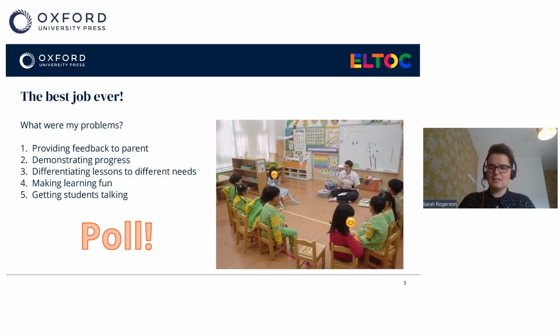Providing feedback to parents was a problem. When you're in a classroom teaching kindergarten or primary school children, parents want to know what's going on. And I think that's fine. I'm a parent. I want to know what's going on in my kids' classroom. I found it quite difficult sometimes to demonstrate that progress was happening because progress is such a vague term. And sometimes you make progress and then you go backwards a little bit. So how can you demonstrate that progress is happening?